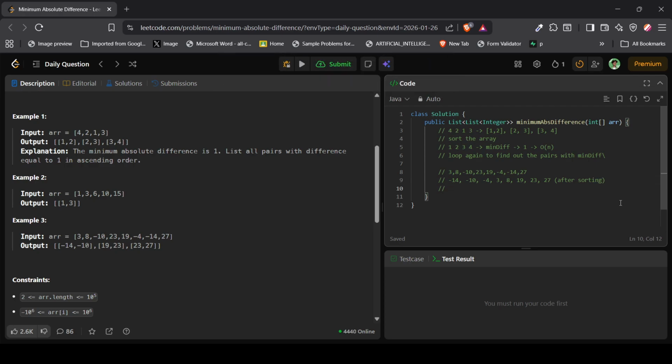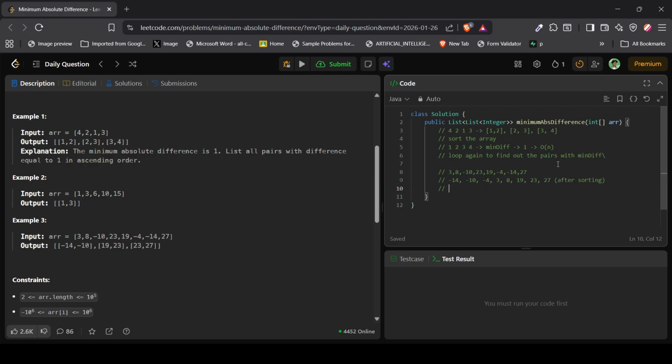So we'll check every element. Minus 14, minus 10, the difference is 4. Minus 4 and 3, the difference is much greater than that. So 7 basically. So then okay, we'll be doing it like this: minus 14, minus 10, minus 10, minus 4, minus 14, minus 4, 3. Okay, also, right, you have to.